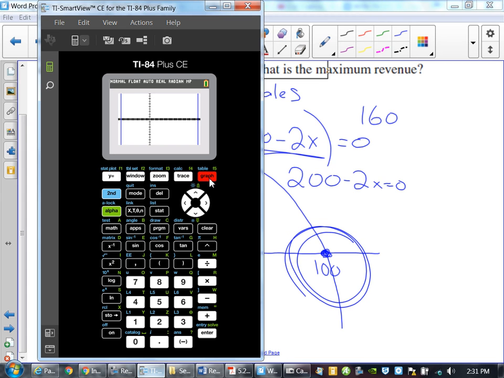Yes, ma'am? Couldn't you just make it fit and then do? You can do that too. But then that's going to give you your maximum sales figure, but sometimes the questions are asking what would your multiplier have to be.